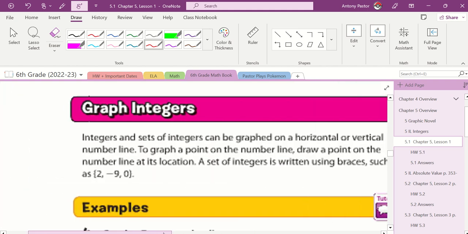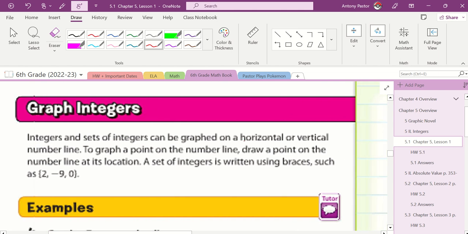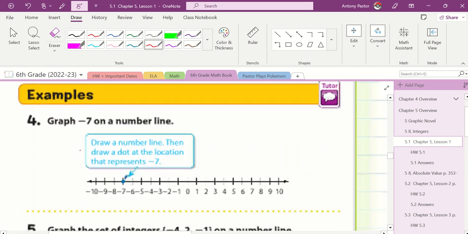Graph integers. Integers and sets of integers can be graphed on a horizontal or vertical number line. To graph a point on the number line, draw a point on the number line at its location. A set of integers is written using braces, such as this. Graph negative 7 on a number line. Remember, we're always going to start at 0, so negative 7 would go 7 to the left. The negative is like a little line pointing to the left, which means you're going to the left. Negative 7 would be on the left of 0 on a horizontal number line.